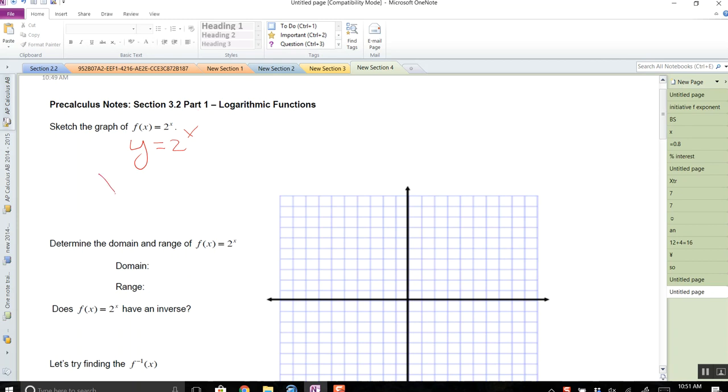So just to graph this quickly, we'll make a small table. We'll pick a few x values. Those are easy x values to work with, -1, 0, 1. So if you plug -1 in for x, what do you expect y to equal? 1/2. Good, thank you. And then anything to the 0 power is always going to be 1. And then 2 to the 1, of course, is 2.